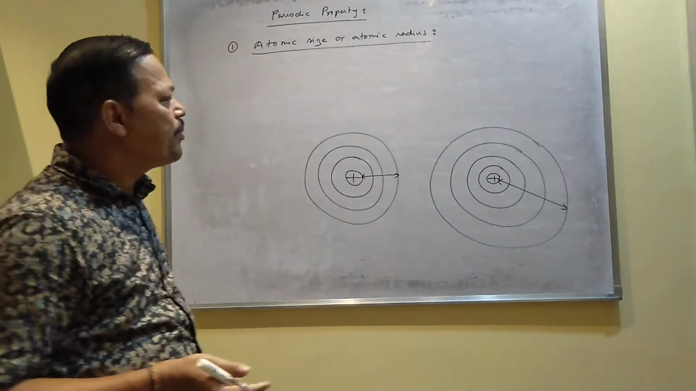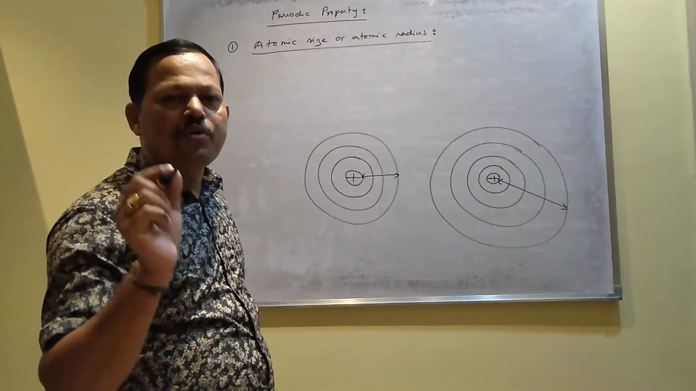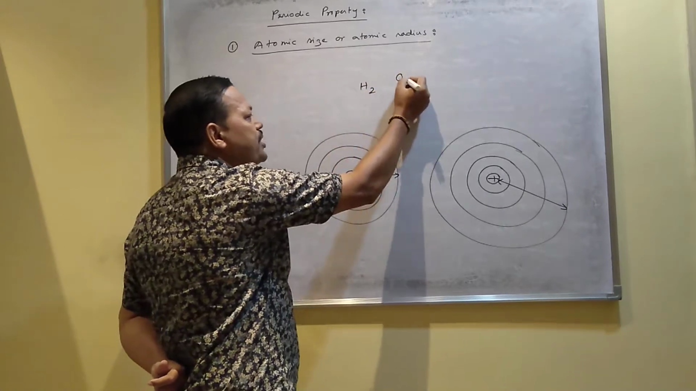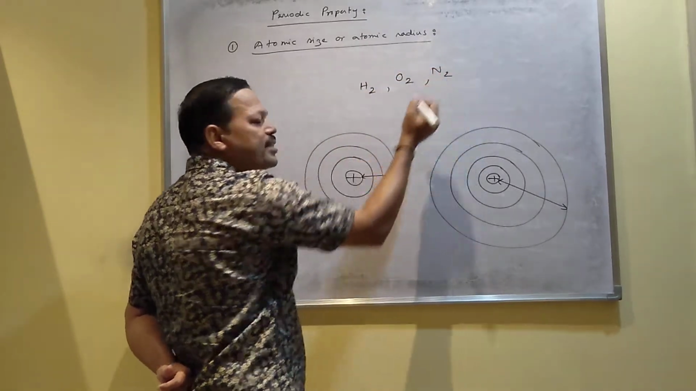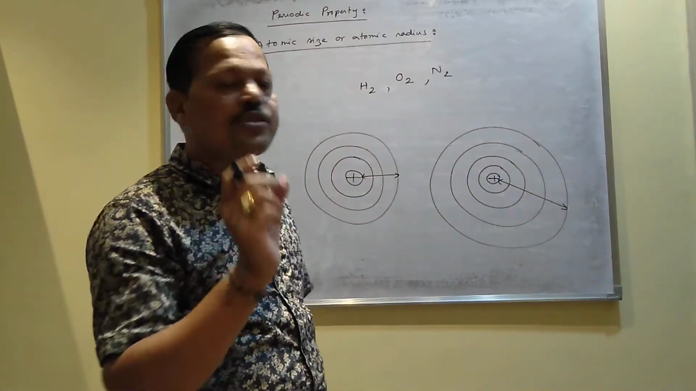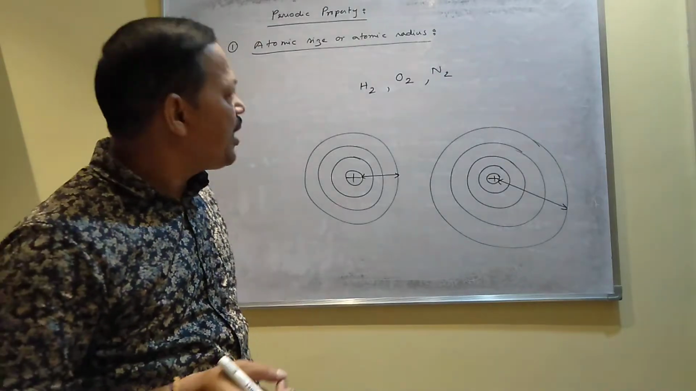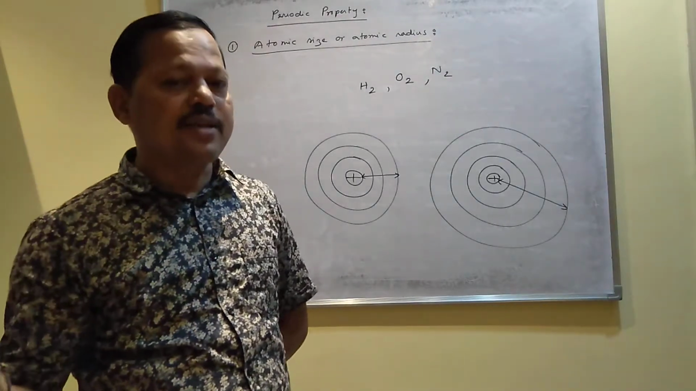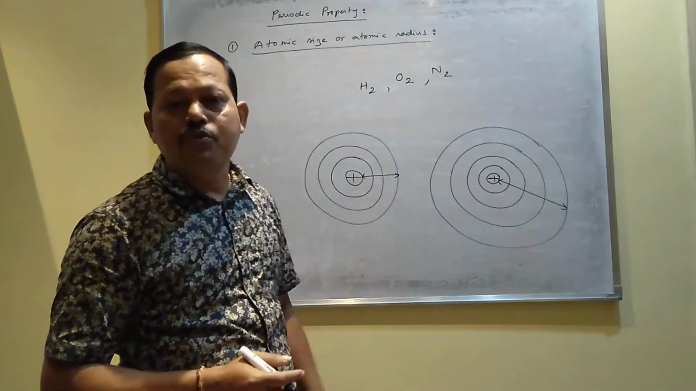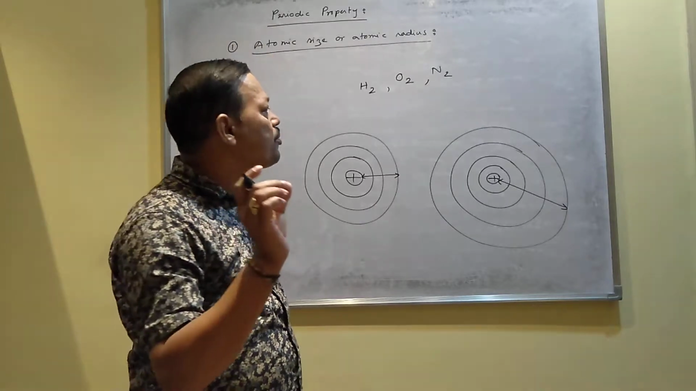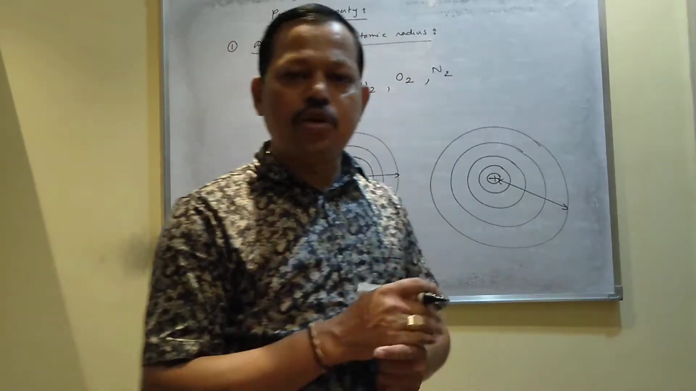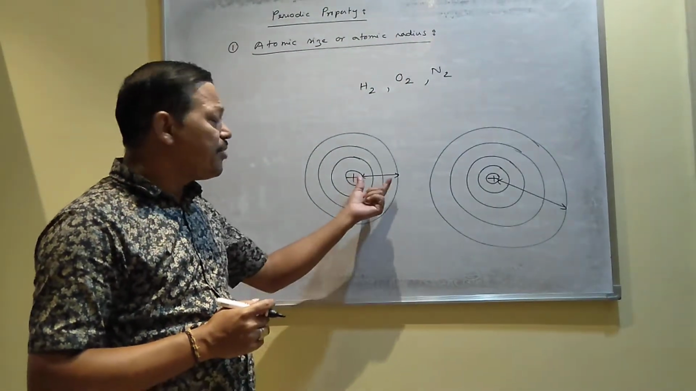Secondly, most atoms do not exist as atoms, they always exist as molecules. For example, hydrogen always exists as H2, oxygen always exists as O2, nitrogen always exists as N2. You don't get nitrogen atom, oxygen atom, or hydrogen atom in the free state. Since they do not exist as atoms, how do we determine the radius? To determine the radius, the atom should exist. So this is one of the difficulties. Most elements do not exist as atoms, they exist as molecules, and that's why it is difficult to determine the radius.